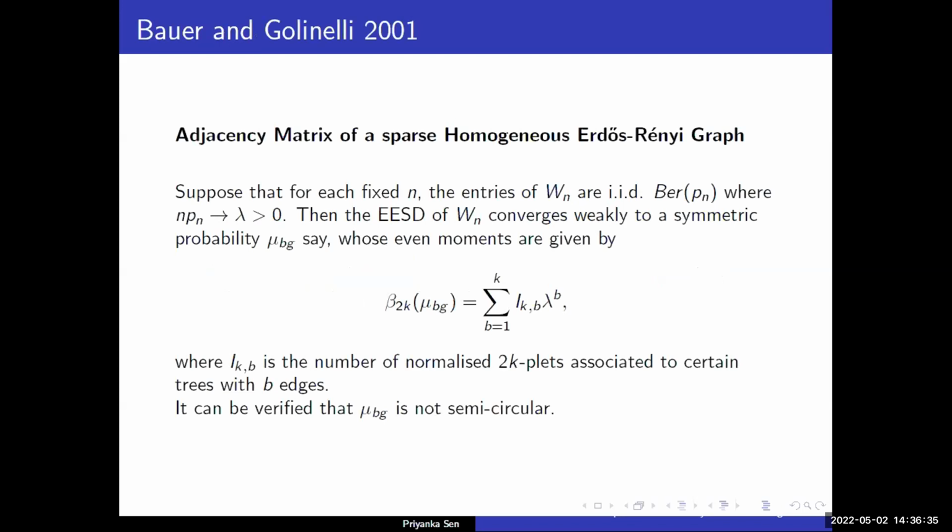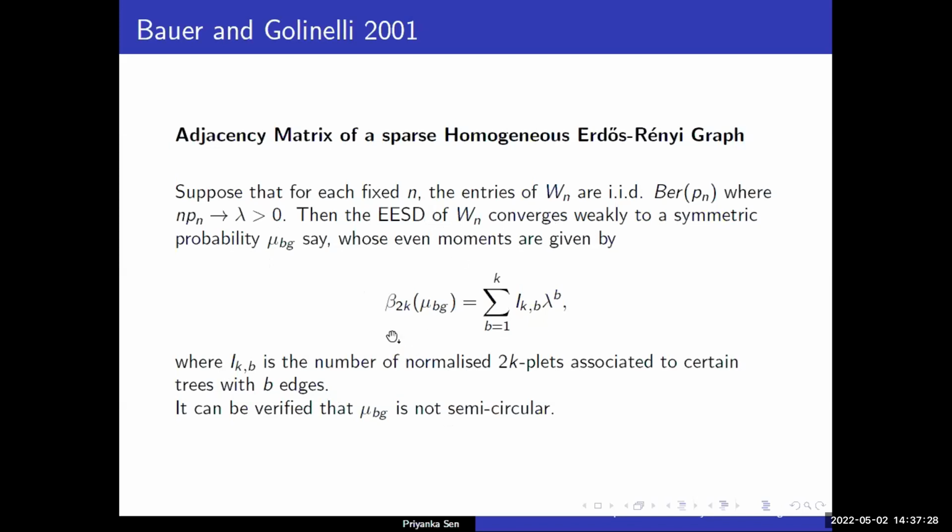They proved the result without keeping the questions that I asked in mind, individually, because the Erdős-Rényi graph is a very important topic of study. They proved that the adjacency matrix of the Erdős-Rényi graph can be described as a Wigner matrix where the entries are IID Bernoulli(p_n), where n p_n goes to a fixed positive constant lambda. They proved that the expected ESD of W_n converges weakly to a symmetric probability distribution, say mu_BG, whose odd moments are 0 and whose even moments are given by this formula, where these I_{k,b} are the number of some normalized 2k-walks associated to certain trees that were defined by Bauer and Golinelli. It can be verified that the distribution is no longer semicircular.